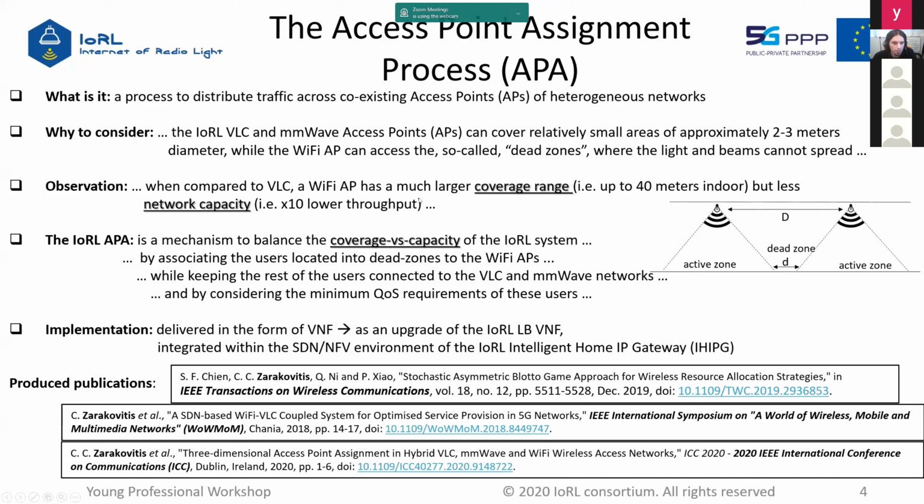On the other hand, the Wi-Fi has ubiquitous access, but it has less network capacity. And therefore, the main problem here is to balance the coverage versus capacity of the IoRL system, considering all the users and their requirements and position. So the access point assignment we studied covers this trade-off, coverage versus capacity, by associating the users located in dead zones with the Wi-Fi access points, while keeping the rest of the users connected to the VLC and millimeter wave networks, and by considering a minimum quality of service requirement of these users by means of throughputs.